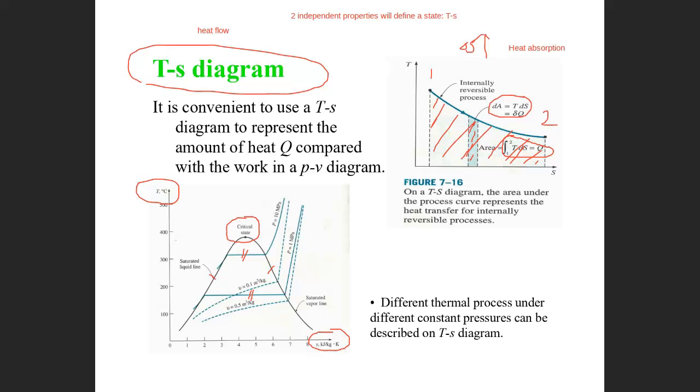If the change of entropy decreases, then it's a heat rejection. We have to be careful to understand this: the increase of entropy means it's a heat absorption process, and if there is a heat rejection, then it's a heat rejection process.